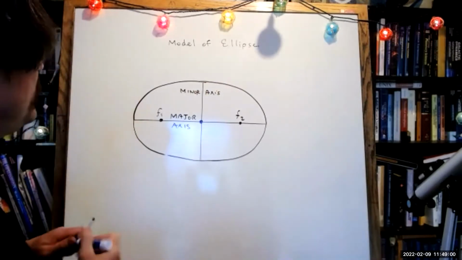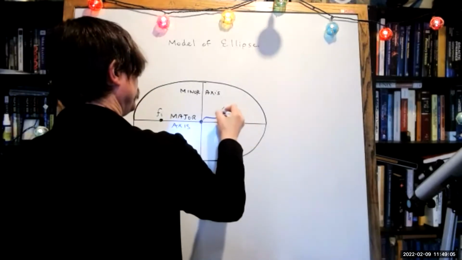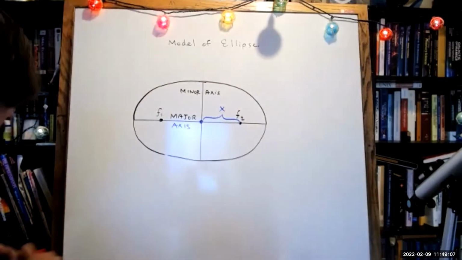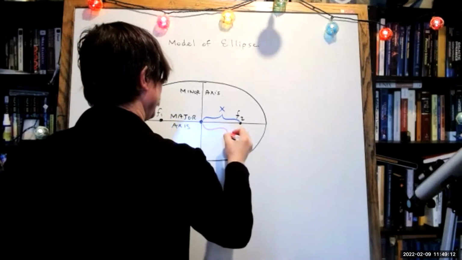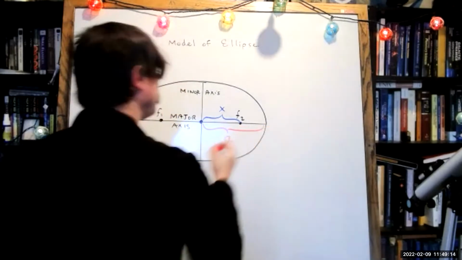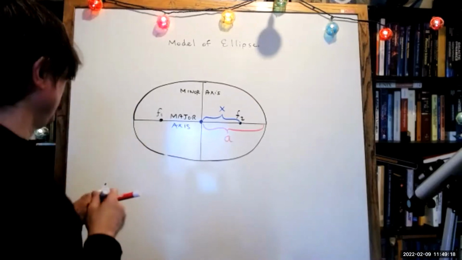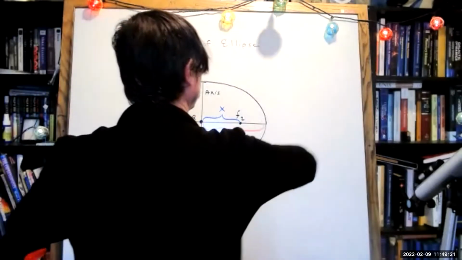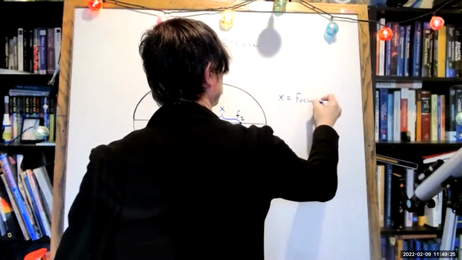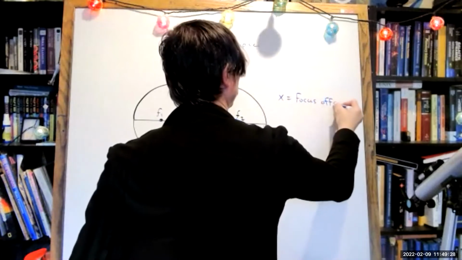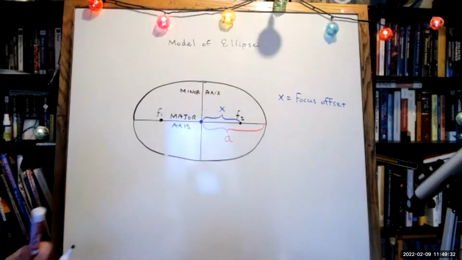We can label the distance from the center to F2 x, and we can label the distance from the center to the edge as a. Okay, where x is called the focus offset or the focus distance. I'll go with focus offset. It's how far the focus points are from the center of the ellipse.